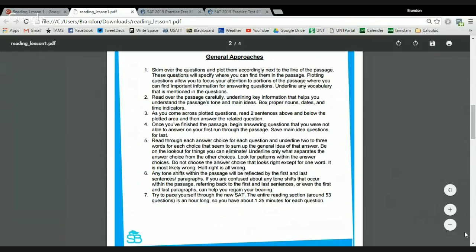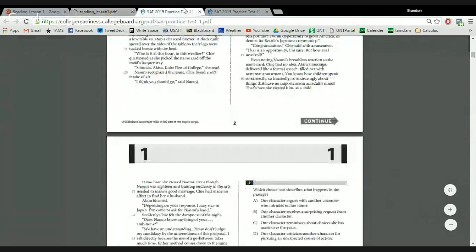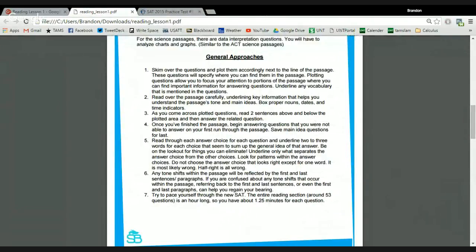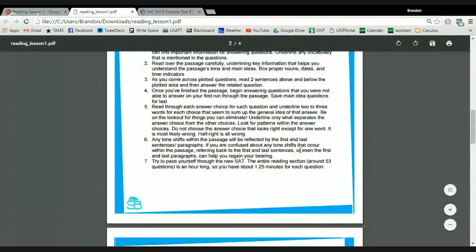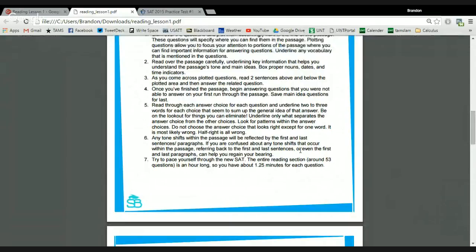Try to pace yourself through the new SAT. The entire reading section in this case is, let's see, 65 minutes with 52 questions. So that gives you about 1.25 minutes for each question.